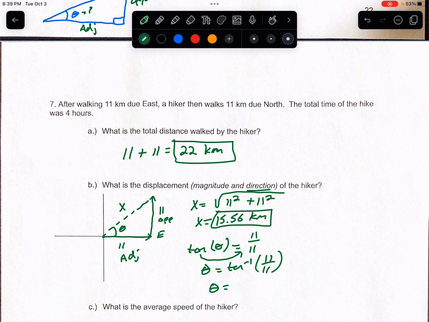Okay, and you're going to come out to be 45 degrees. Now, my direction, I'm touching the east line, so that has to be my last letter. So that's going to be north of east.